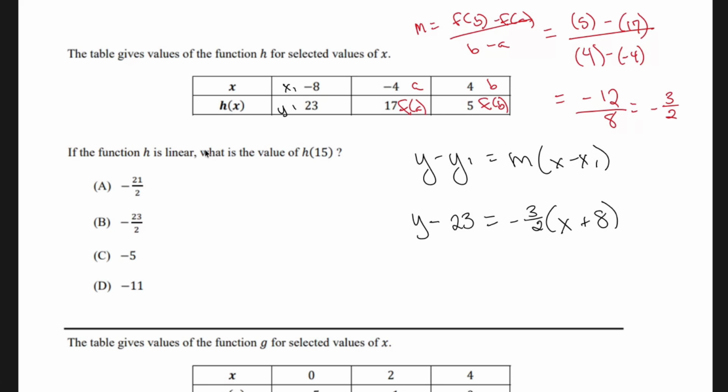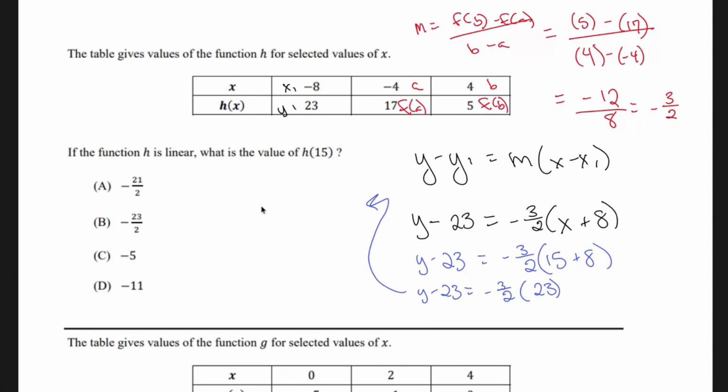Now what they want us to do is find out h of 15, which means I replace x with 15. All right, hopefully I have enough space for this. Y minus 23 equals negative 3 halves, 15 plus 8. So y minus 23 equals negative 3 halves. 15 plus 8 is 23. Ugh. All right, so this is not going to be pretty at all. That's all right. Let's move it up here because I'm completely out of space.